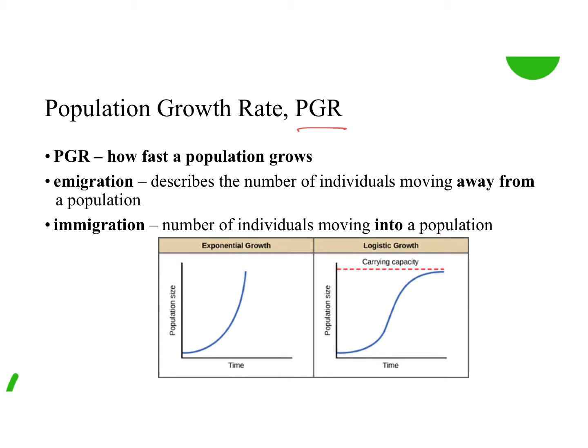One, we look at the birth rate, so how many members of that population are being born. We look at the death rate, how many are dying. We look at emigration, which is how many individuals are moving away from a population. And then we look at immigration, which is how many individuals are moving into a population.